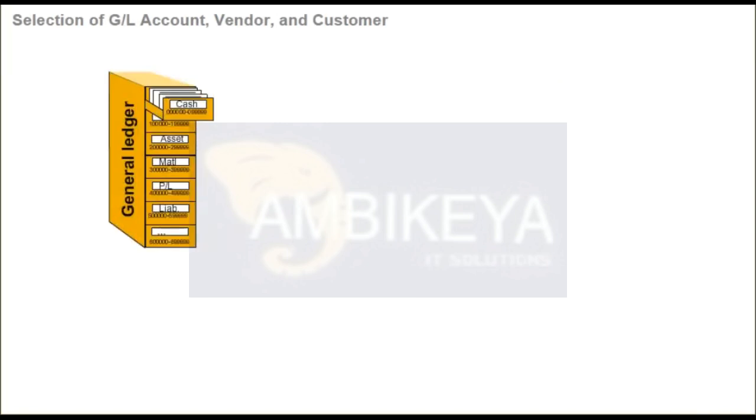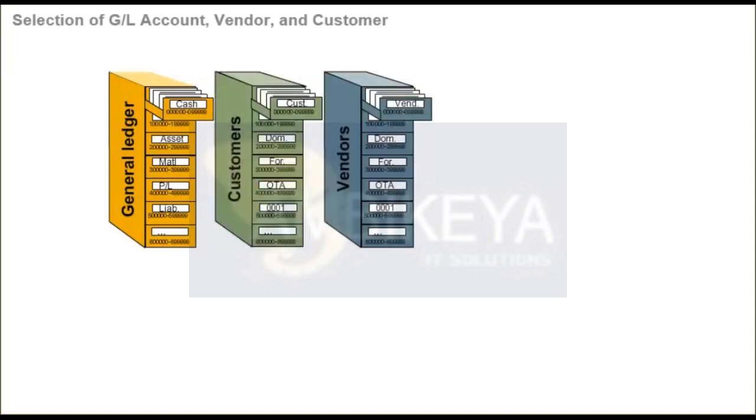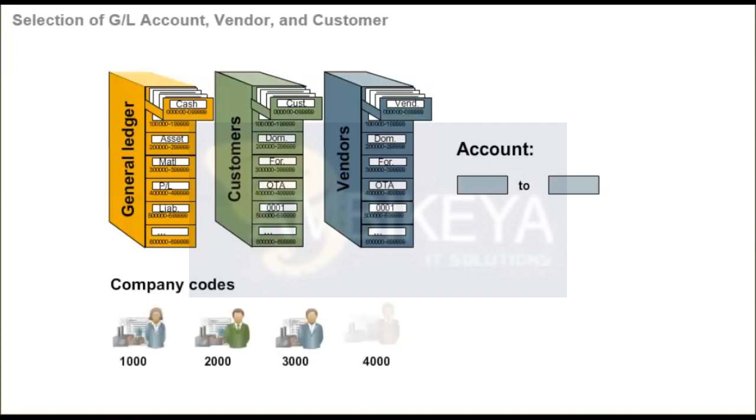When you make your account selection from the general ledger or GL accounts, customer accounts, and vendor accounts, you can use simple and multiple selections to include or exclude individual accounts and account intervals from the selection. If you choose the worklists available field, you can activate and deactivate the input fields for worklists on the selection screen for each line item list.